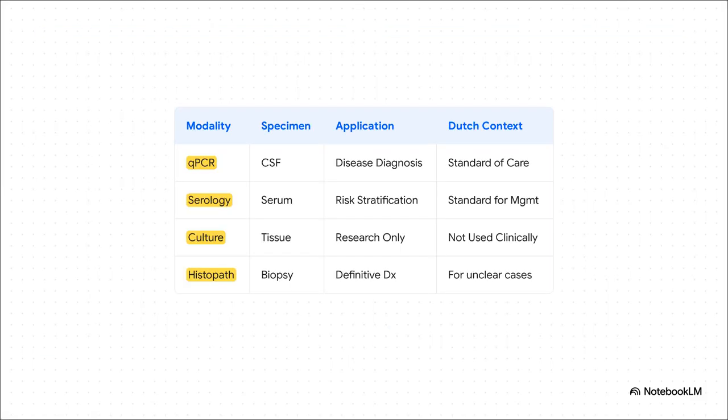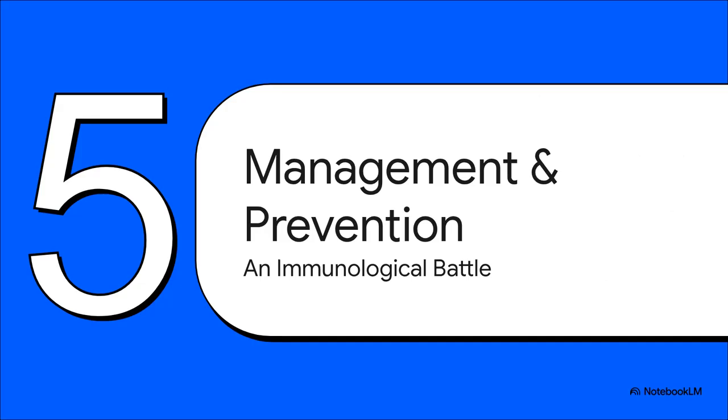And here's how that all fits together in practice, specifically in the Dutch context. CSF qPCR is our standard of care for an active diagnosis, period. Serology is the standard for risk management before starting drugs like natalizumab. And notice, viral culture is strictly for research. It's just way too slow, it needs very specific cell lines, it's too fussy for any clinical use. And histopathology? That remains our definitive gold standard when the PCR is negative but the clinical suspicion is still sky high.